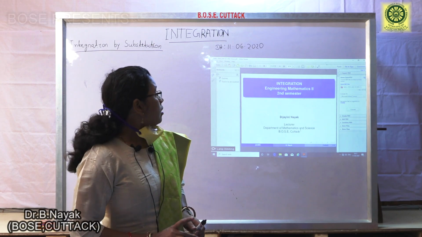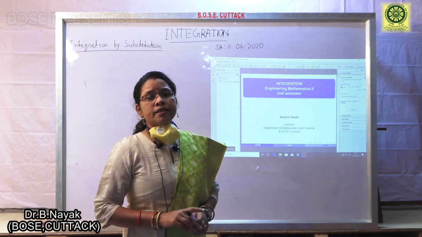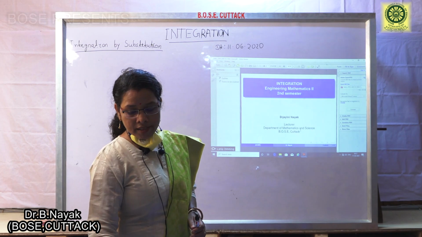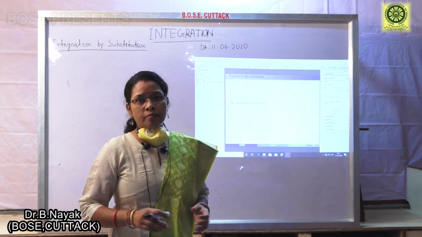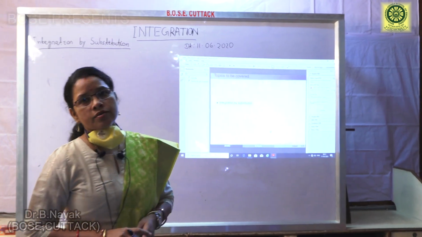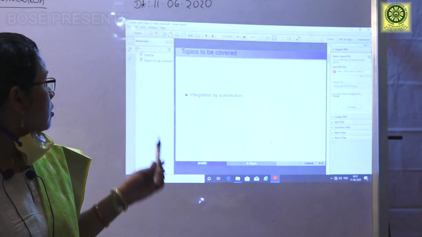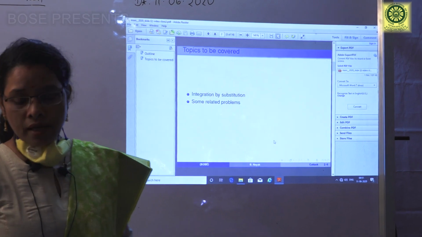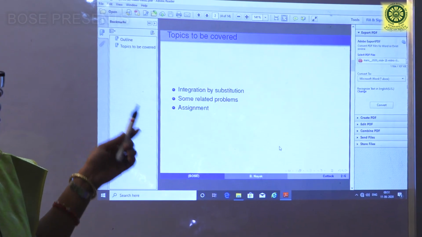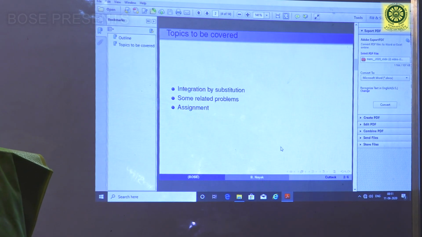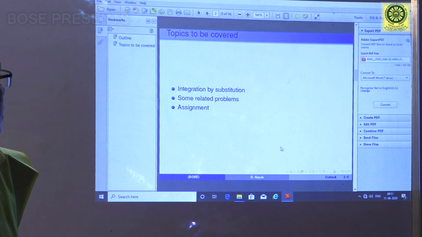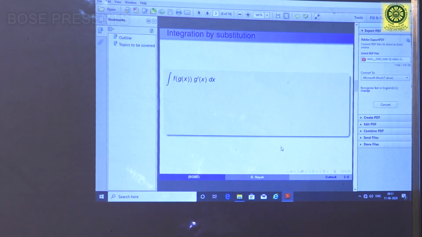You have already been introduced to integration. Now come to the next section. In this class we are going to learn about integration by substitution, along with some related problems. And at last there is an assignment for all of you. So just pay your attention. Let's start integration by substitution.